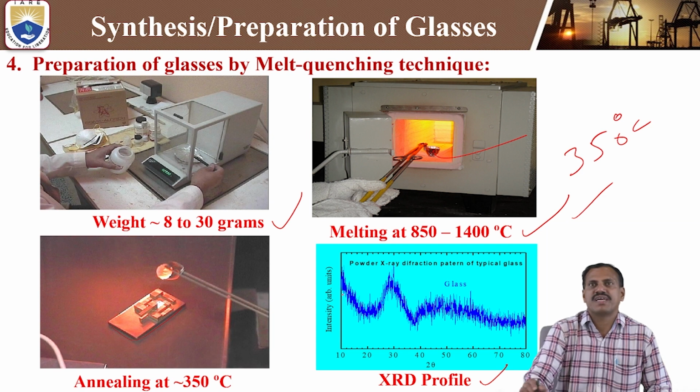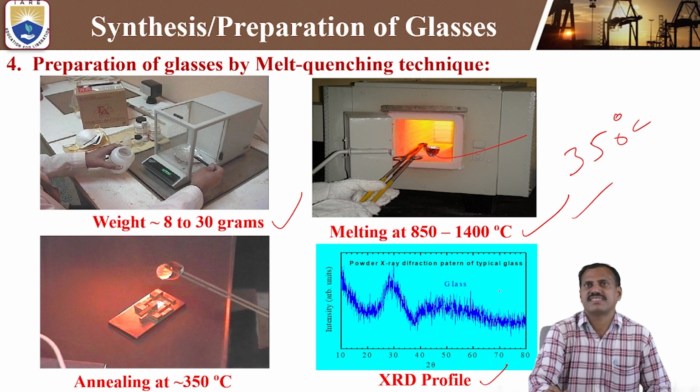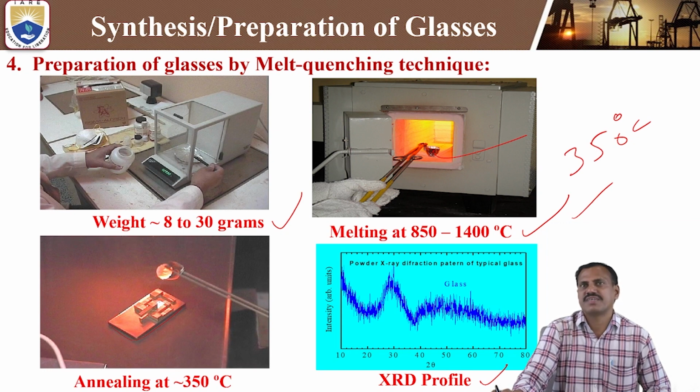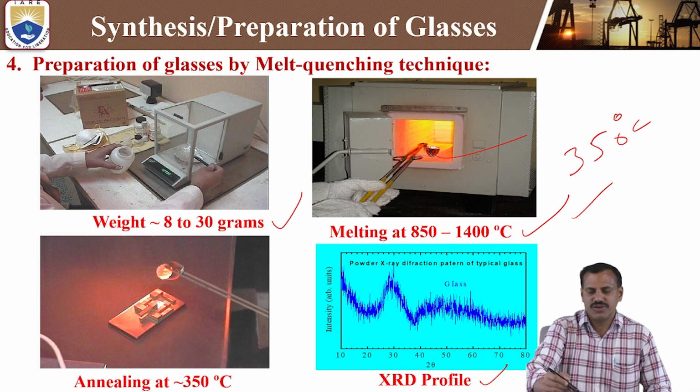So this is the powder X-ray diffraction pattern of the glass material. For a crystalline material we would get only sharp peaks. Broad peaks show that this is a glassy material. In this way we can measure the XRD profile.